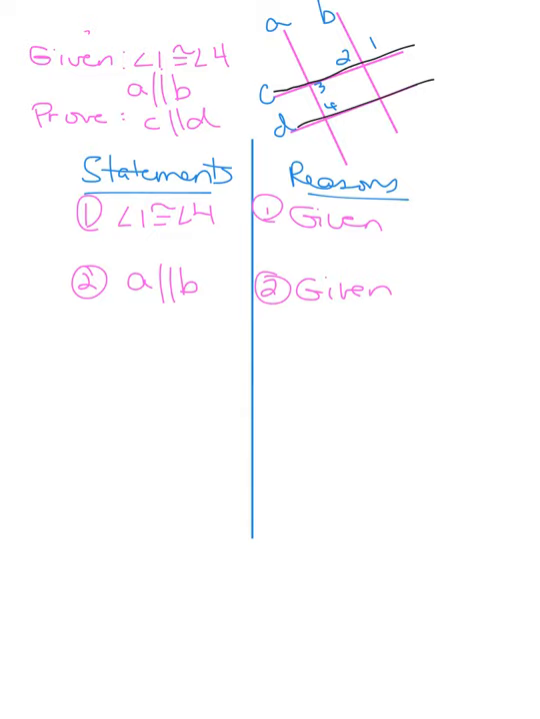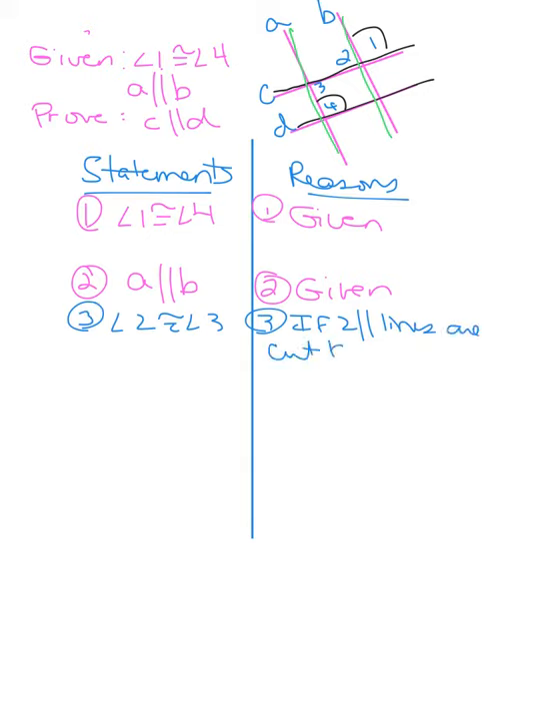So I have angle 1 and angle 4 already in my proof, the fact that they are congruent. So let's mark that angle 1 and 4 are congruent. I also know that line A is parallel to line B. So when I see that, I know that I can say that angle 2 is congruent to angle 3 because they're alternate interior angles. So the wording is going to be if two parallel lines are cut by a transversal, then alternate interior angles are congruent.